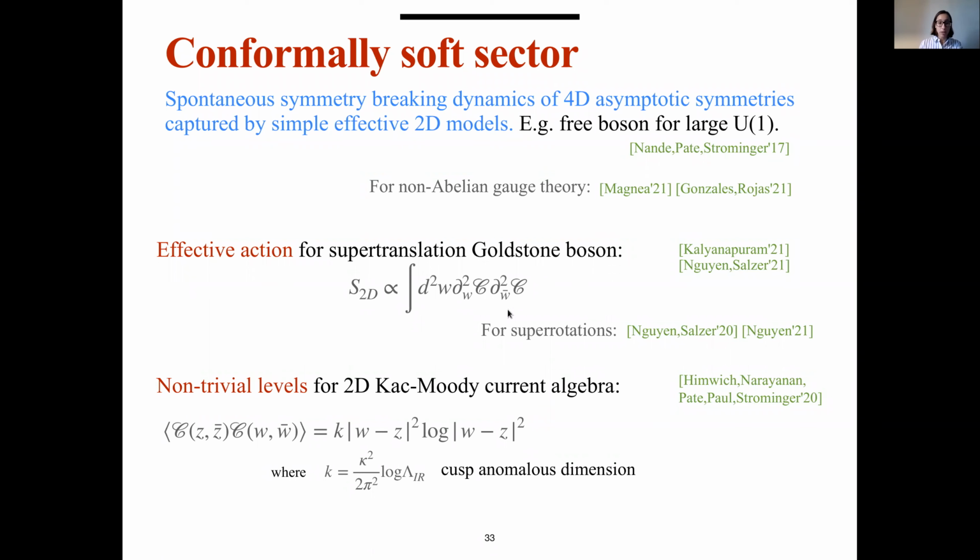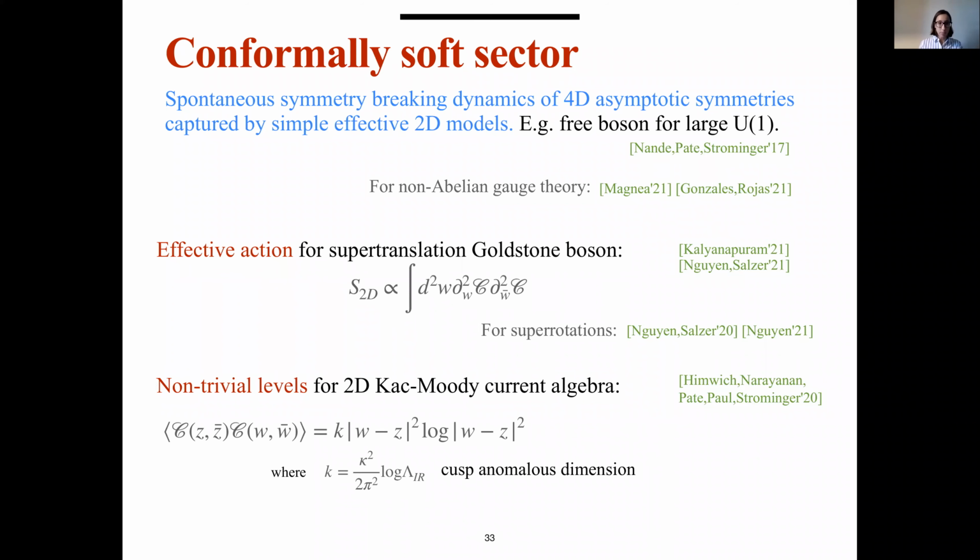And with this action, one can also recover the correlation function of these Goldstone bosons, which gives levels for, or in general, central extensions for the celestial conformal field theory. And these levels are captured by Casper anomalous dimensions. So the two-dimensional conformally soft sector has some very interesting dynamics, and at least the free part has very simple toy models that capture it.